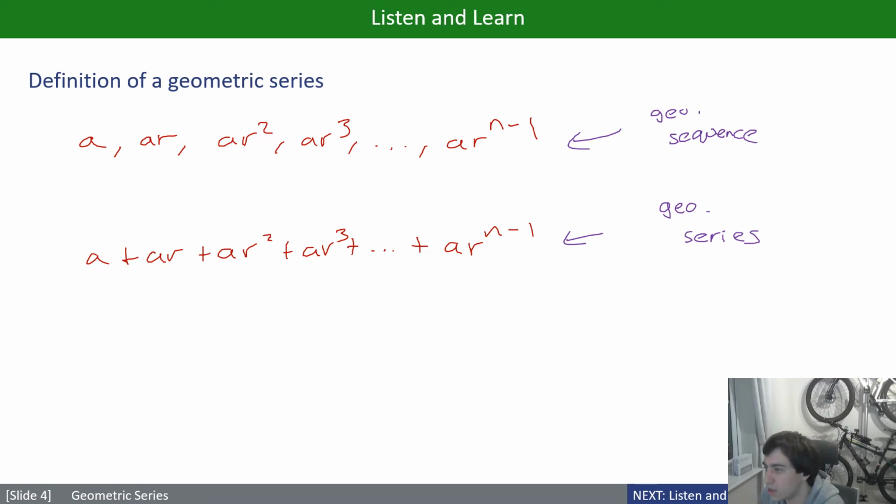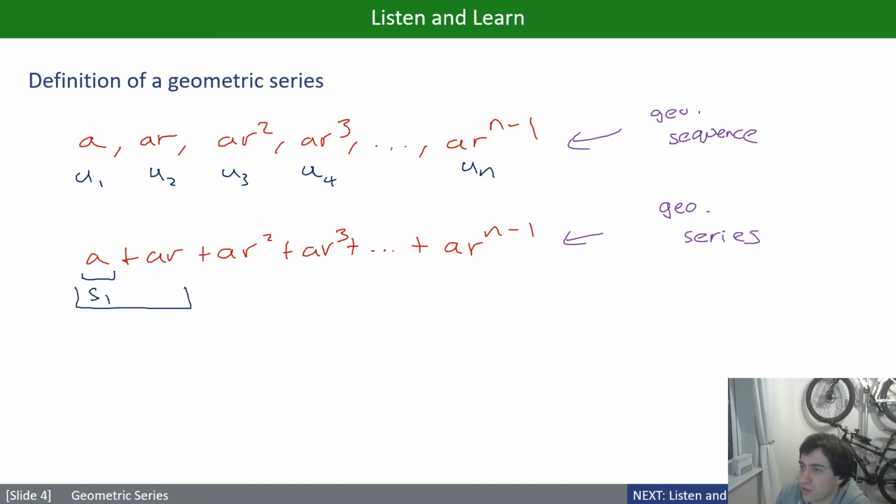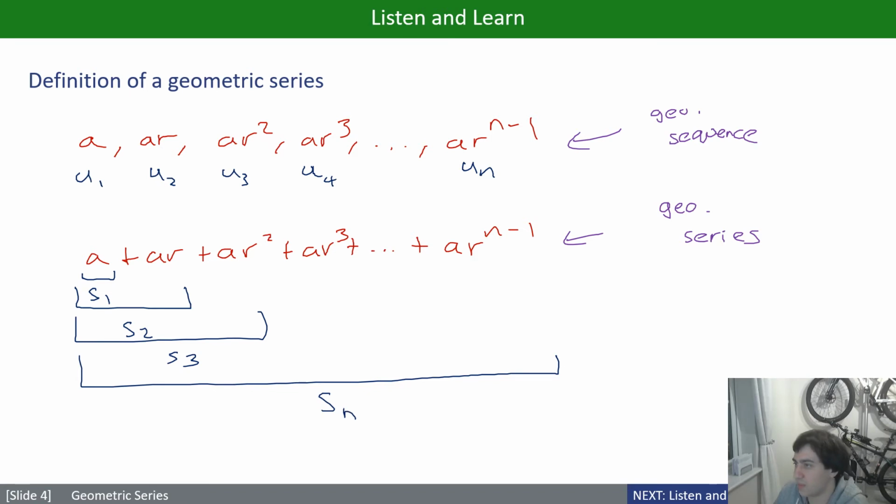And again, we can use the notation, say u1, u2, u3, if you want to. You won't always use that notation, but it might be useful sometimes. Here we're going to call that the sum to 1, this one is the sum up to 2 of them, this one's the sum up to 3, and all of them here to n terms is the sum to n. So that's our definition of a geometric series: take the sequence, but just add the stuff up.